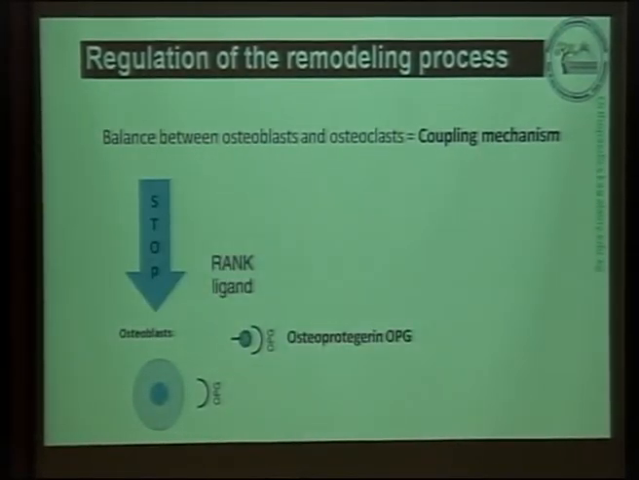Once you are finished and you want to stop the osteoclastic activity, the osteoblast is stimulated by another stimulus that produces another substance that blocks this RANK ligand. This is what we name OPG.